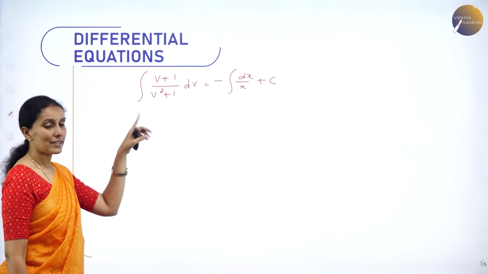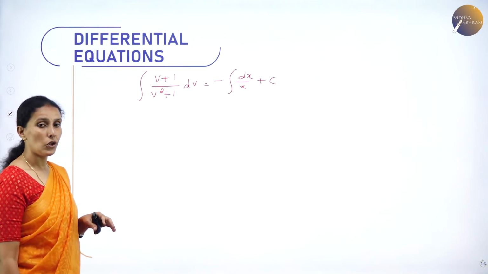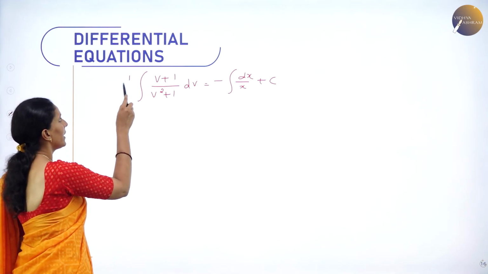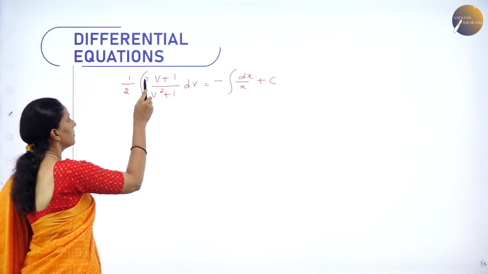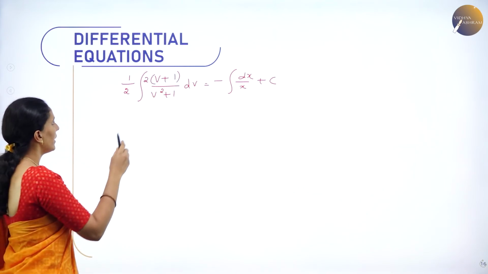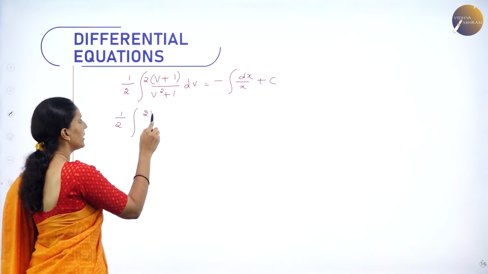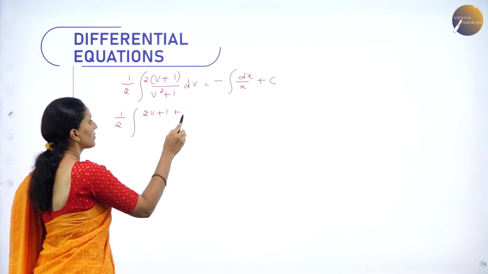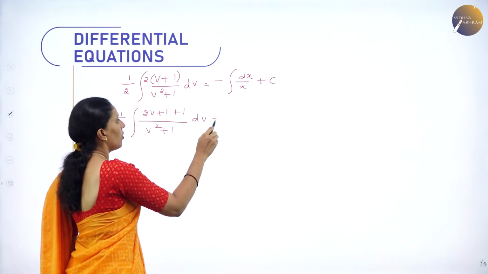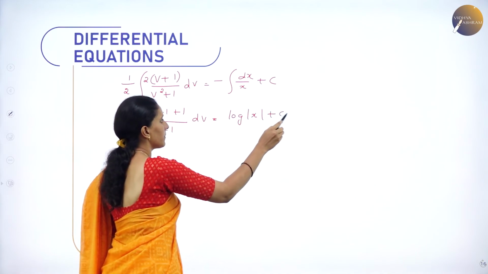If I convert this in the form of f dash of x by f of x, then I can write it as log. So for that purpose, I will take it as half and multiply 2 here, so that it becomes 2v plus 2 there. Then I'll split it as (2v plus 1) divided by (v square plus 1) dv. And on the right hand side, we can write it as log mod x plus c.